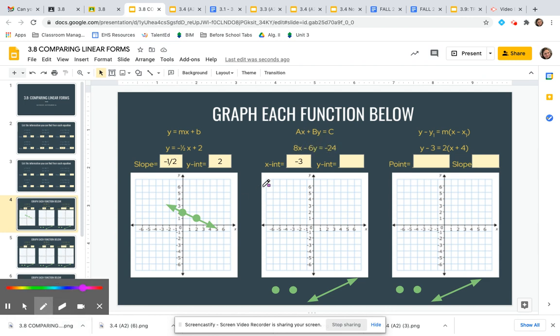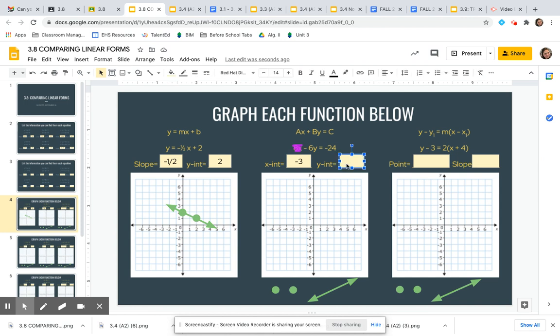Then I'm going to do the same thing, but cross out my x's and have just my y's left. Now be careful because there's a negative with that 6. So I'm going to divide by negative 6 on both sides. And negative 24 divided by negative 6 is positive 4. And that's my y-intercept since y is the variable that's left.